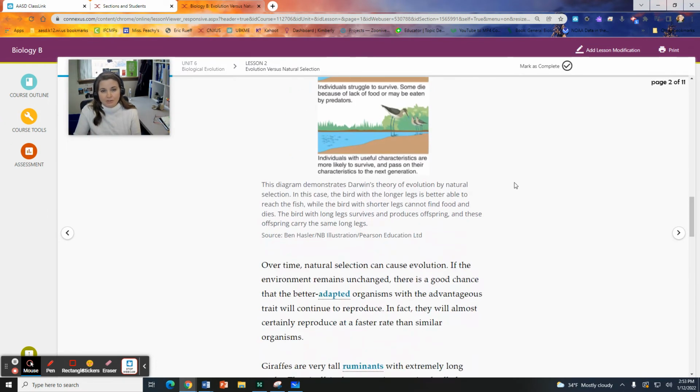That's natural selection. So natural selection is built upon the idea that there are traits that help you to survive. Those types of traits we call adaptations. Adaptations specifically refer to traits that help survival.